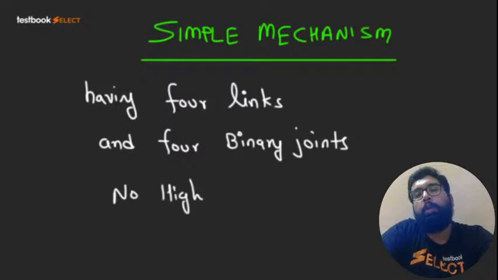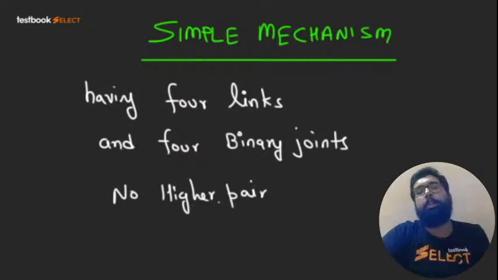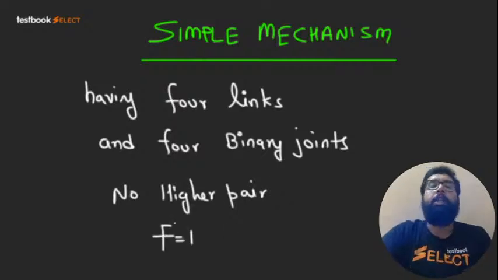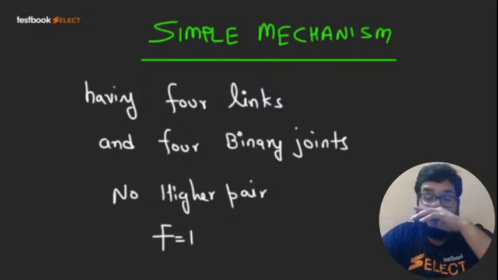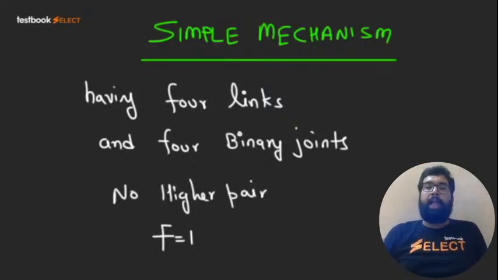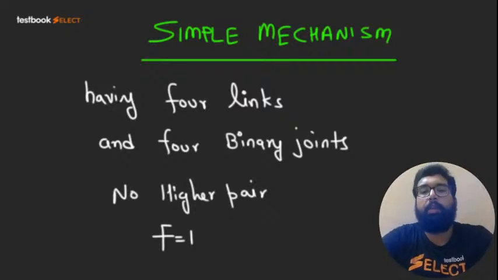We know if there are 4 links and 4 binary joints, the degree of freedom is coming out to be 1. Grubler first coined this term, simple mechanism. He is the one who gave this word to the world, and he defined a simple mechanism as something having 4 links, 4 binary joints, and no higher pair. In a simple mechanism, we are using the minimum number of links to form a kinematic chain without any higher pair. Is it fine or not?